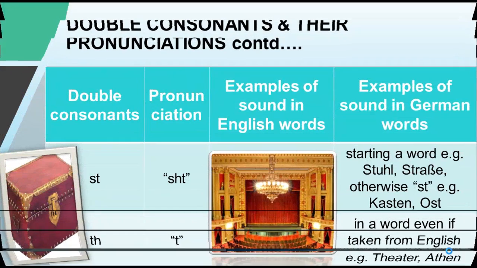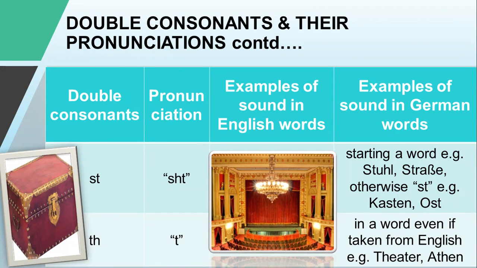Moving on, we also have the double consonants group with S and T, which are pronounced as sht in German. Now S and T together will have the sound of st in English words only, never sht. So sht can be heard in German words starting with S and T, as in the examples Stuhl, which is a chair, or Straße, which is a street.